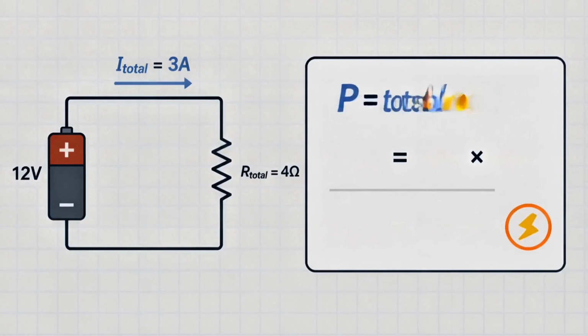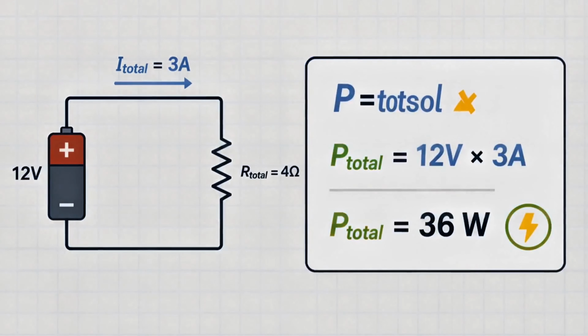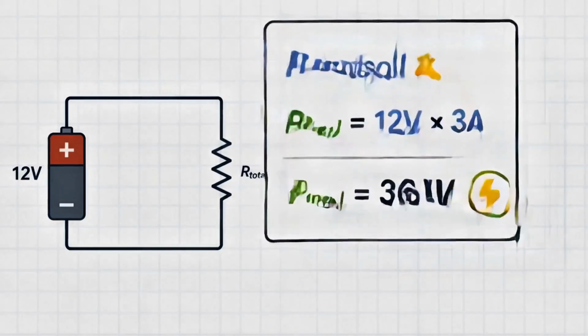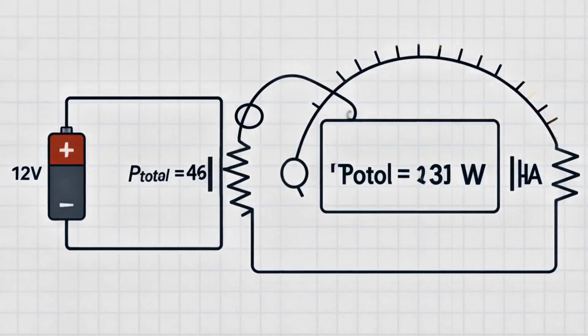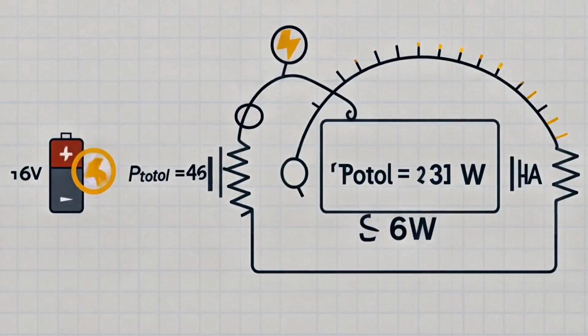How much power does the complete circuit consume? Electrical power equals voltage multiplied by current. P equals V times I. For the entire circuit, P total equals 12 volts times 3 amps. P total equals 36 watts. The circuit consumes 36 watts.